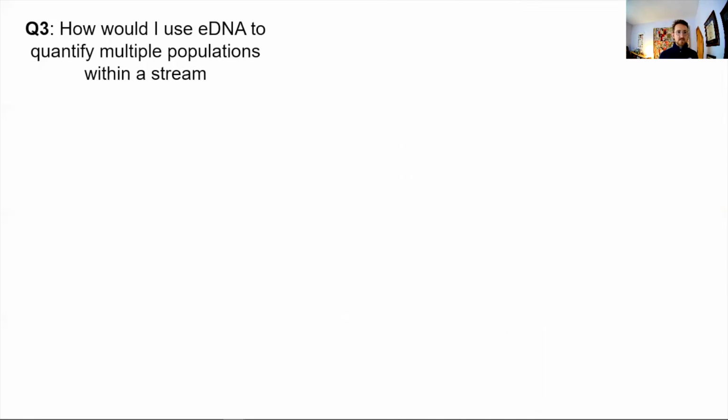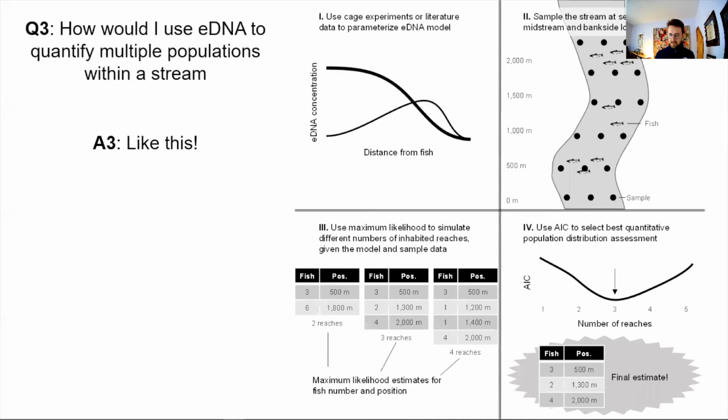And lastly, the big question, how do we use eDNA to quantify multiple populations within a stream? And you can take these models that we've built, use some clever sampling designs and some clever simulation math, and you can eventually figure out exactly where and how many fish are in different parts of a stream.